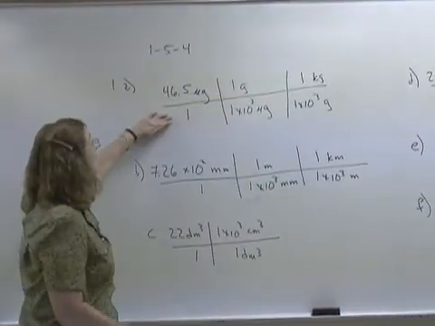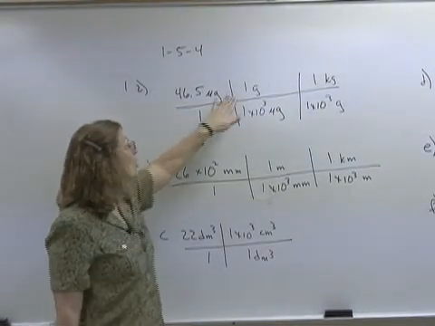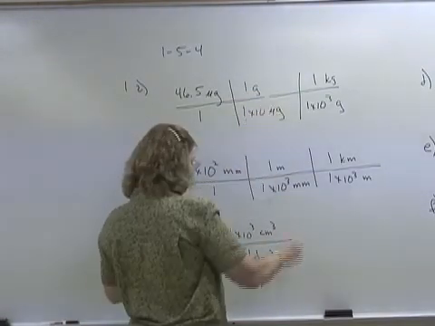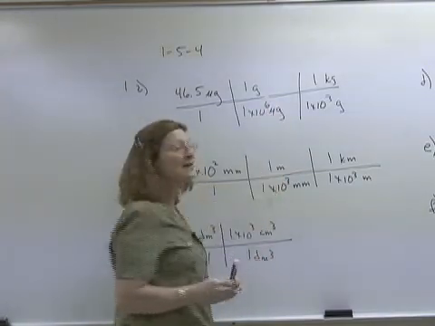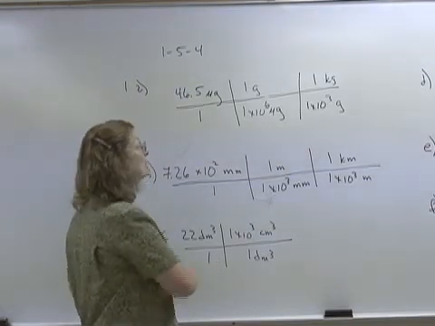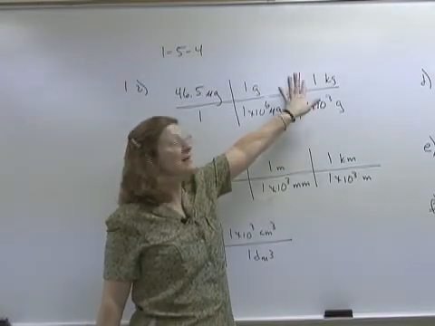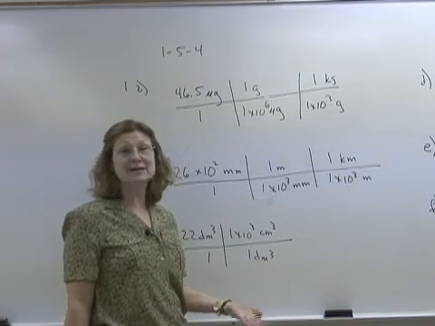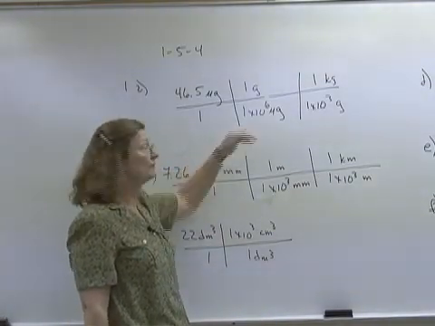In the first one, we had 46.5 micrograms. In 1 gram, there are 1 times 10 to the 6th micrograms. In 1 kilogram, there are 1 times 10 to the 3rd grams. 1,000,000 micrograms in a gram and 1,000 grams in a kilogram. Micros are used when we use micrometers in using microscopes. They are 1,000,000th of a meter.